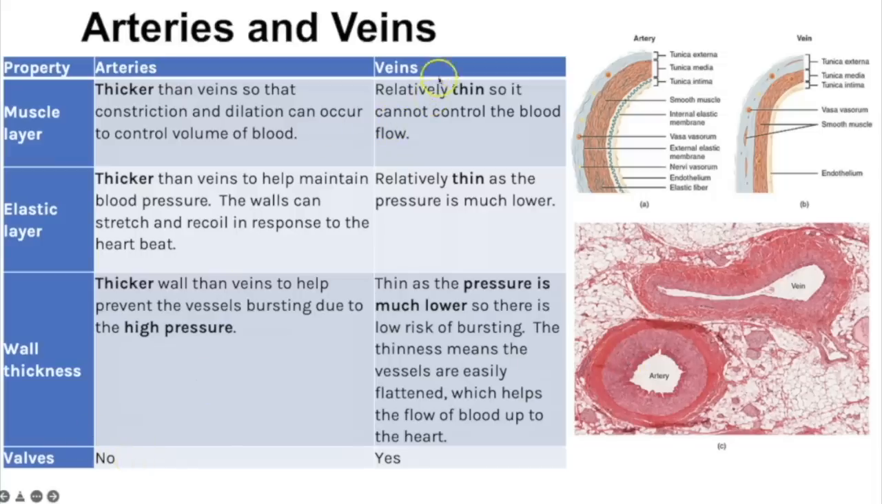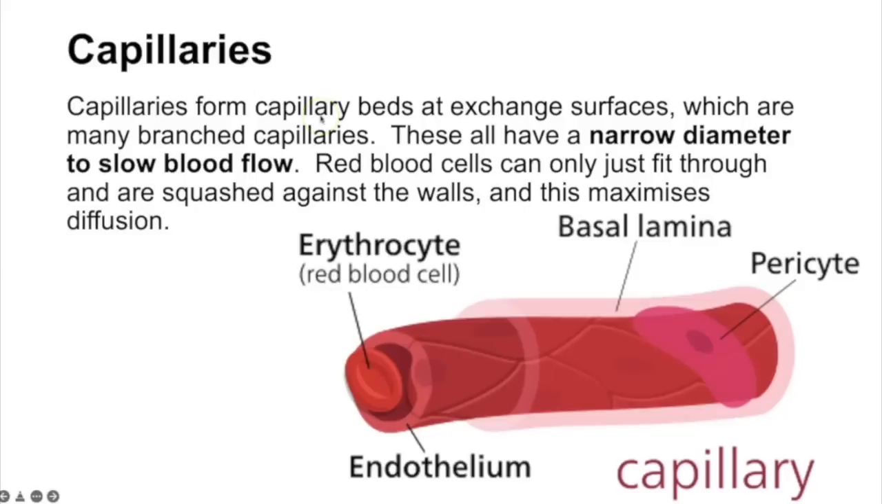So in comparison, veins have a much thinner muscular layer, thinner elastic layer and thinner walls in general, and that is because the blood is at lower pressure, so they're not at risk of bursting. However, because the blood is at lower pressure, they do require valves to help prevent the backflow of the blood, to make sure that the blood is going to be pumped back into the heart. The capillaries are very, very narrow in diameter, and this is to make sure that the blood speed is going to slow right down as it's passing through the capillaries. And that is to allow time for gas exchange and tissue fluid formation in the capillaries.